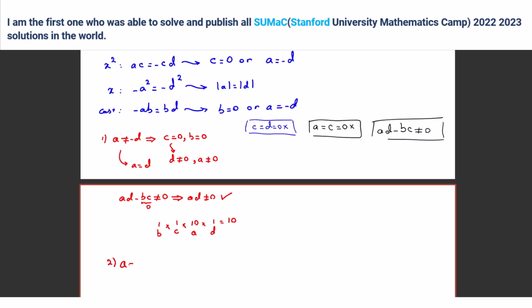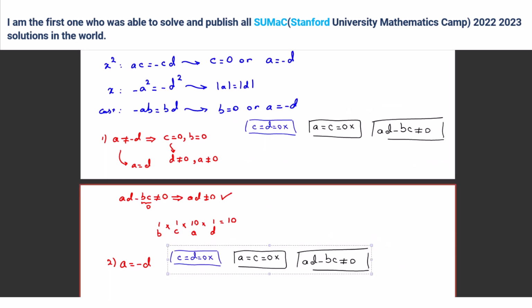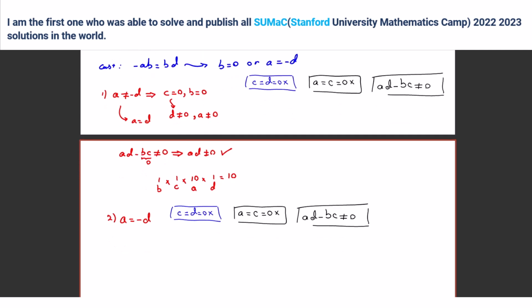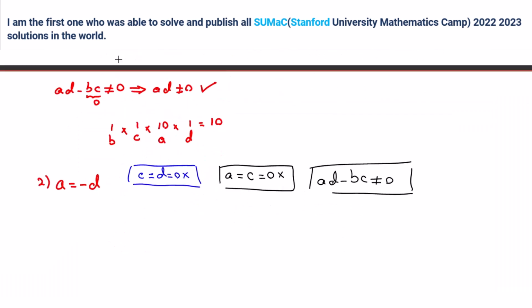Now let's consider this case. If A is equal to negative D, we know all these three conditions will be satisfied, right? So we should only pay attention to these three. Because we are working with 0, let's consider two cases. Case 2.1: suppose A is equal to negative D and they are equal to 0. Case 2.2: A is equal to negative D and they are not 0, right?